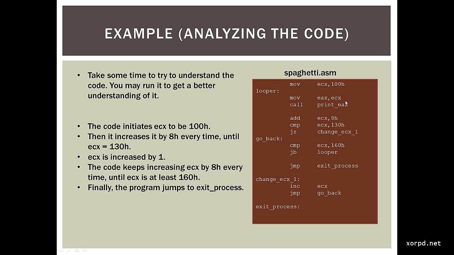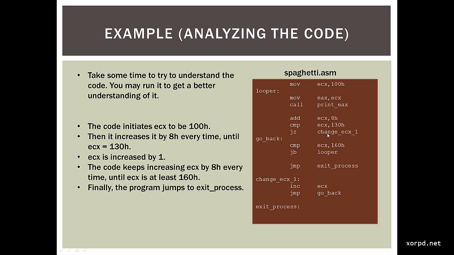In every iteration of the loop, ECX is changing and its value is going to be printed. Indeed, we can see that ECX is increased by 8 in every iteration, and also there is some kind of comparison. ECX is compared to 130 in every iteration, and if ECX equals 130, then we jump to a very strange place.